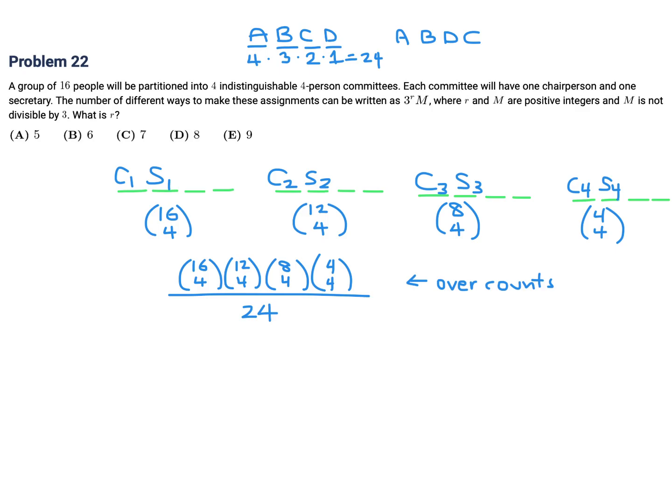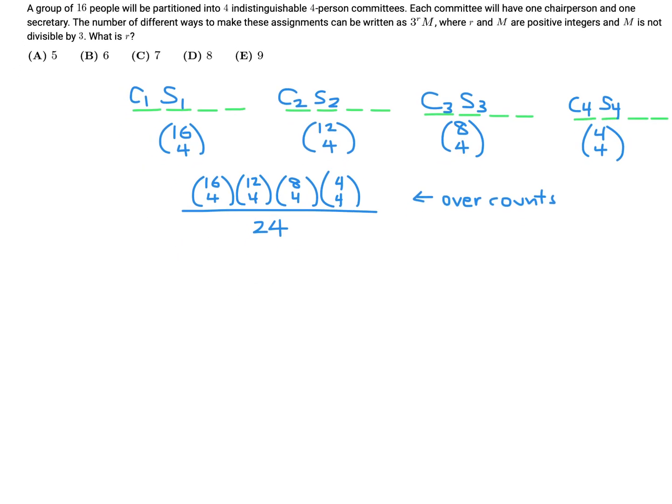Okay, so now we've got to actually figure out this large number here. Let me see if I can do that. 16 choose 4, 12 choose 4, 8 choose 4. Well, 12 factorial over 8 factorial 4 factorial, 8 factorial over 4 factorial 4 factorial. And then 4 choose 4 is just 1, so I don't need to do anything there.